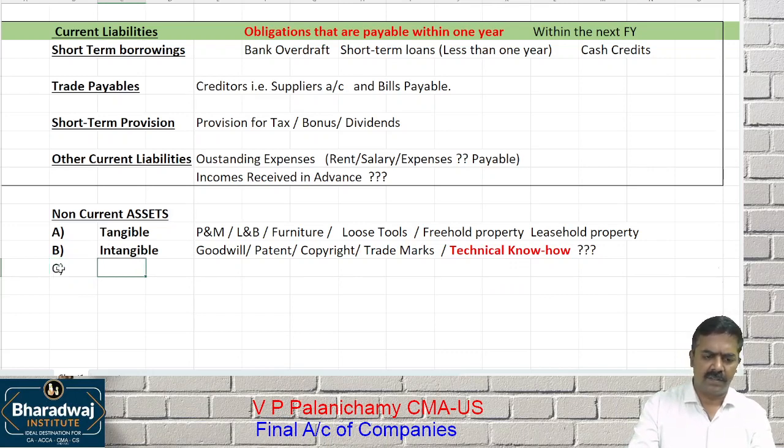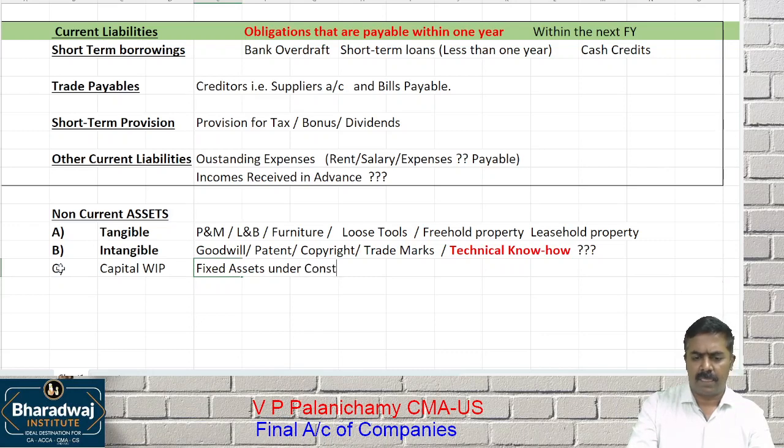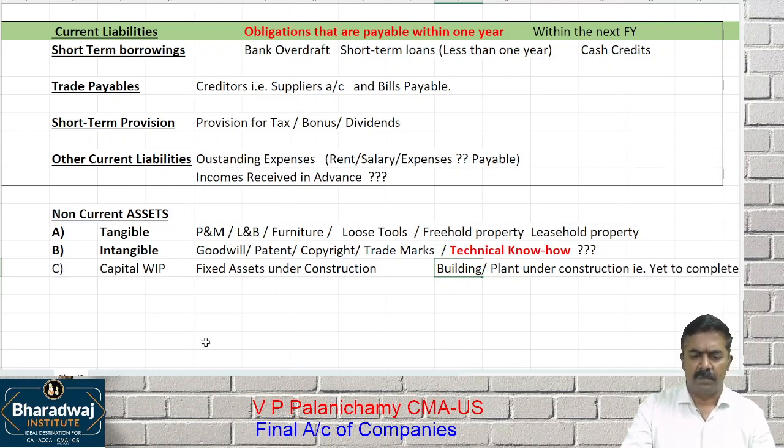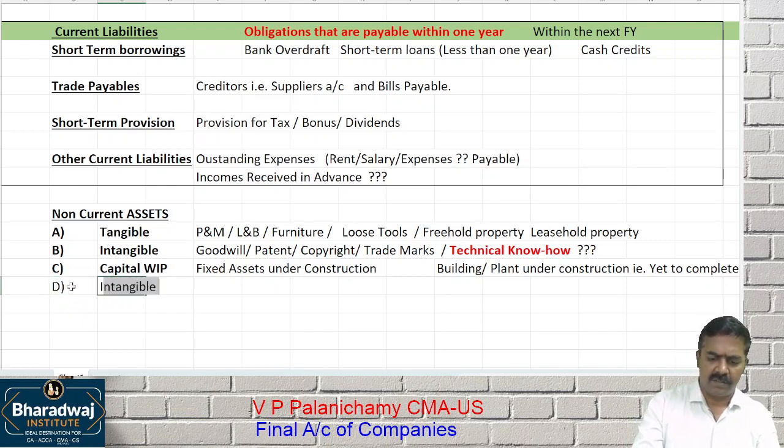What is the next one? Capital WIP. Capital work in progress means fixed assets under construction. It can be anything. It can be a building or plant under construction, that is yet to be completed. The work is not complete now. That will be called which one? Capital work in progress. What is the next one? Intangible assets under development.